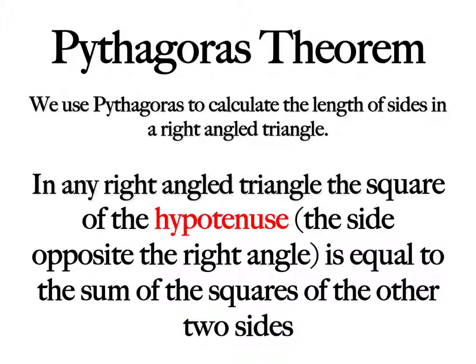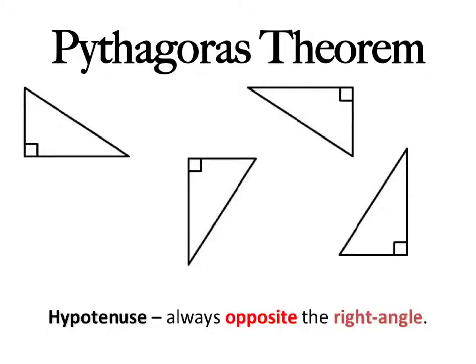So I've highlighted the word hypotenuse. Let's have a look at what the hypotenuse is. Okay, the hypotenuse is always opposite the right angle. So no matter which way my triangle is turned, it's always the one opposite the right angle. Now, coincidentally enough, it's also the longest side, but don't use that as a judgment. Find the right angle and then say, okay, the one opposite is the hypotenuse.